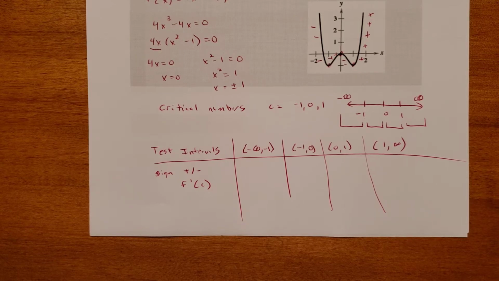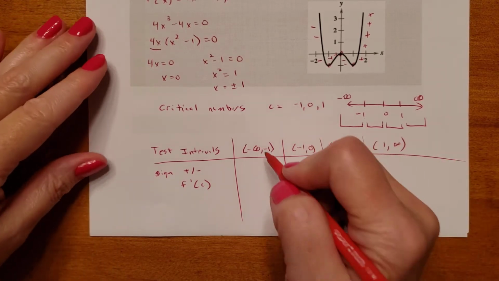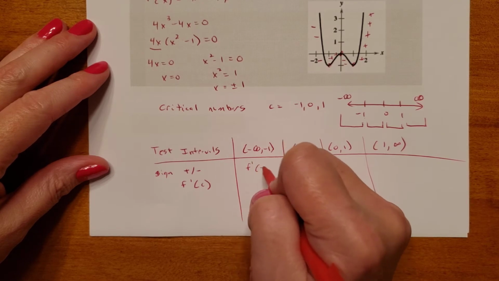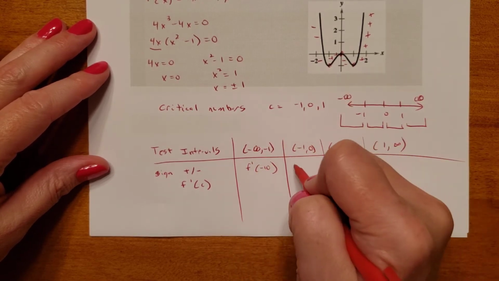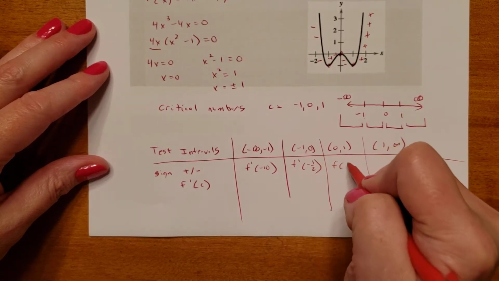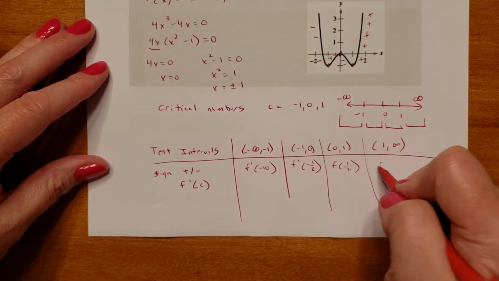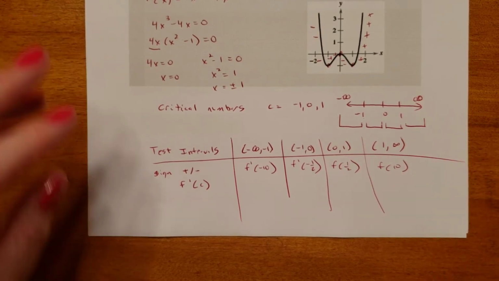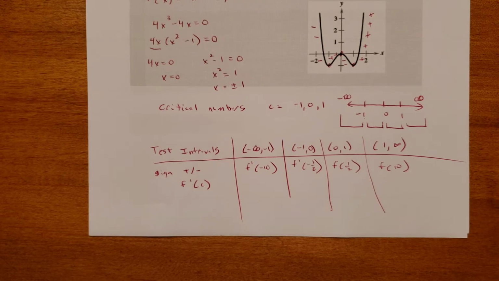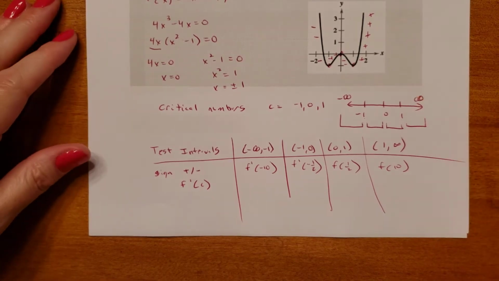So you're supposed to pick any number that you want in that interval to test it. So like in this interval, I love the number 10. So I could try f prime of negative 10. Here maybe f prime of negative 1/2, then f prime of positive 1/2, and over here f prime of 10. Now we don't need to find the actual number, we just need to know whether the number is negative or positive. If it's negative, it means it's got a negative slope and it's decreasing. If it's positive, it's got a positive slope and it's increasing.